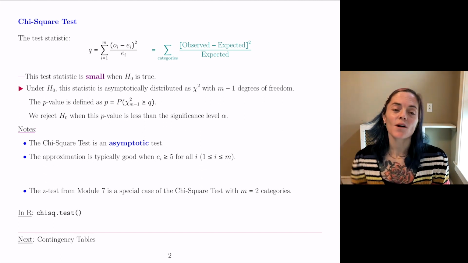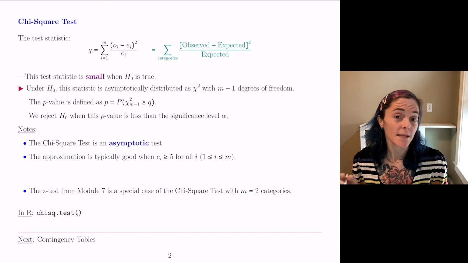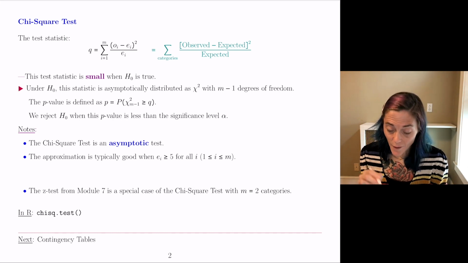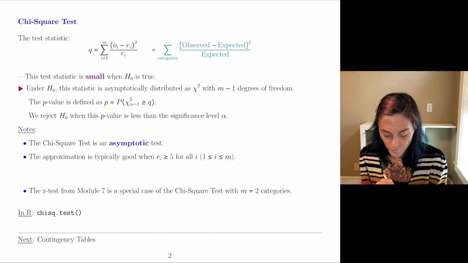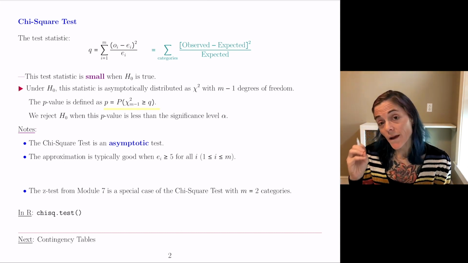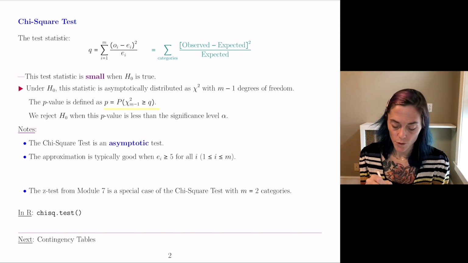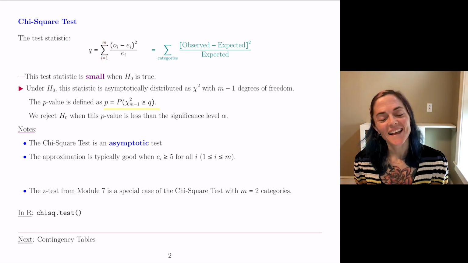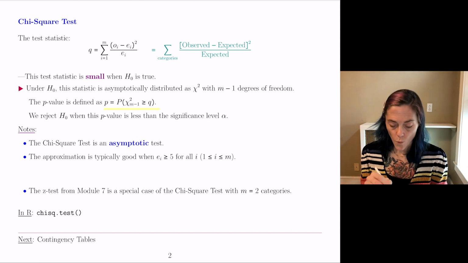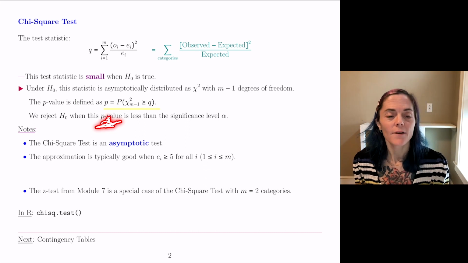Okay, so under the null hypothesis, this test statistic asymptotically is distributed as a chi-square random variable with m minus 1 degrees of freedom. We calculate the p-value by taking the probability that this chi-square random variable with m minus 1 degrees of freedom is greater than or equal to this test statistic Q. And as usual with hypothesis testing, we reject H0 when our p-value is less than some significance level alpha.